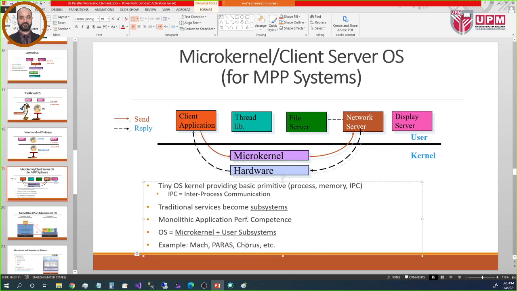Okay, examples of microkernel operating systems are Mach, which is very famous, then Paras, Chorus, which many people pronounce in different ways, and so on. There are very few other examples of microkernel operating systems.